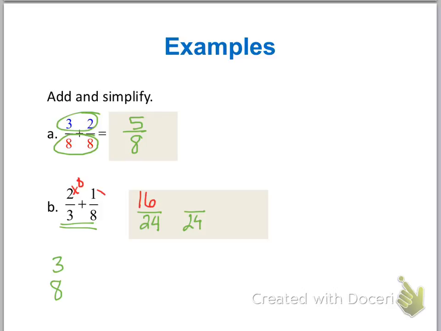I'm going to multiply the second fraction by 3. 8 times 3 is 24. That gives me a 3 on top. And I'm still adding. Keep the denominator. Add the numerators. Final answer, completely simplified, 19/24.